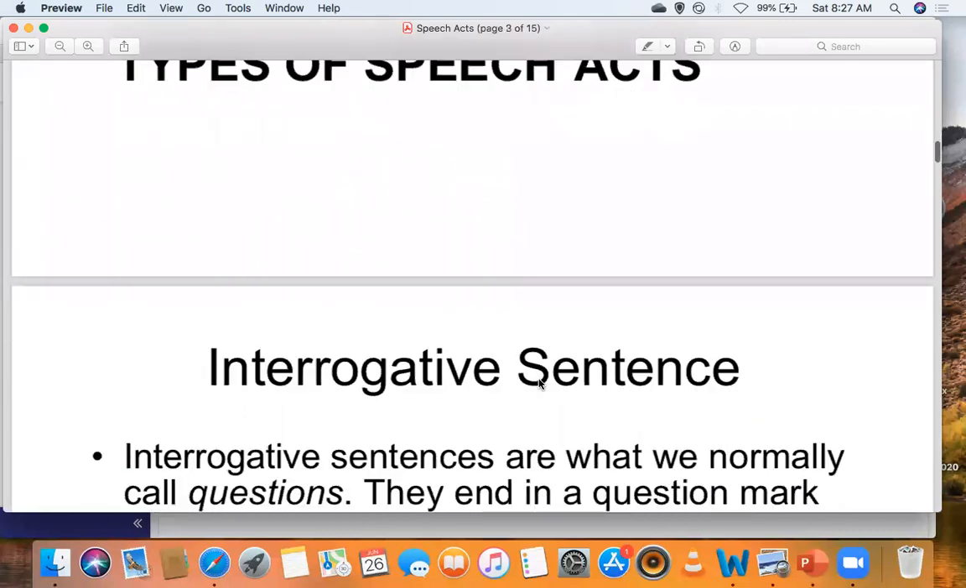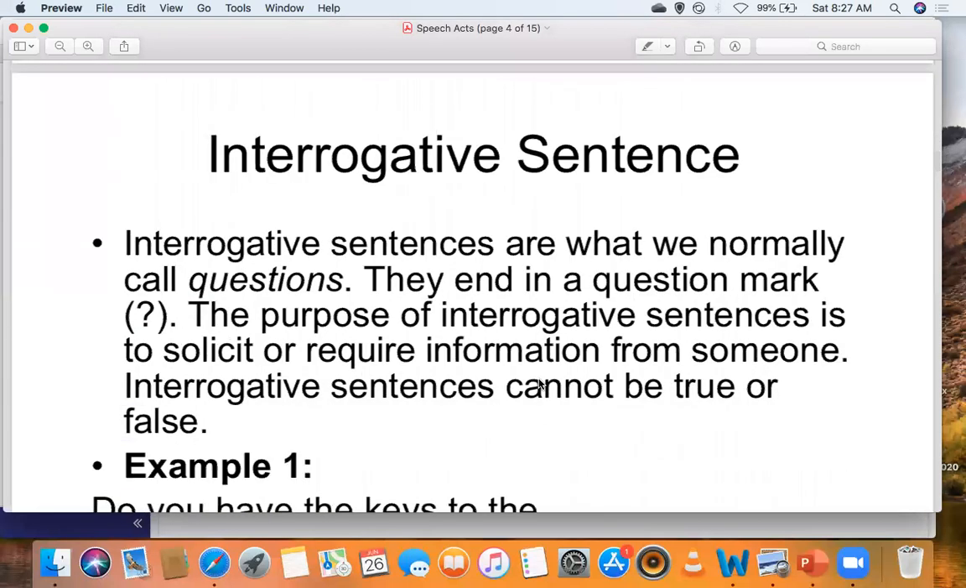For types of speech acts, we'll begin with interrogative sentences. Interrogative sentences are what we normally call questions. They end in a question mark. The purpose of interrogative sentences is to solicit or require information from someone. Why do you ask questions? You ask questions because you need answers. By answers, we mean information. So that's why we say the purpose of interrogative sentences is to solicit or require information from someone.